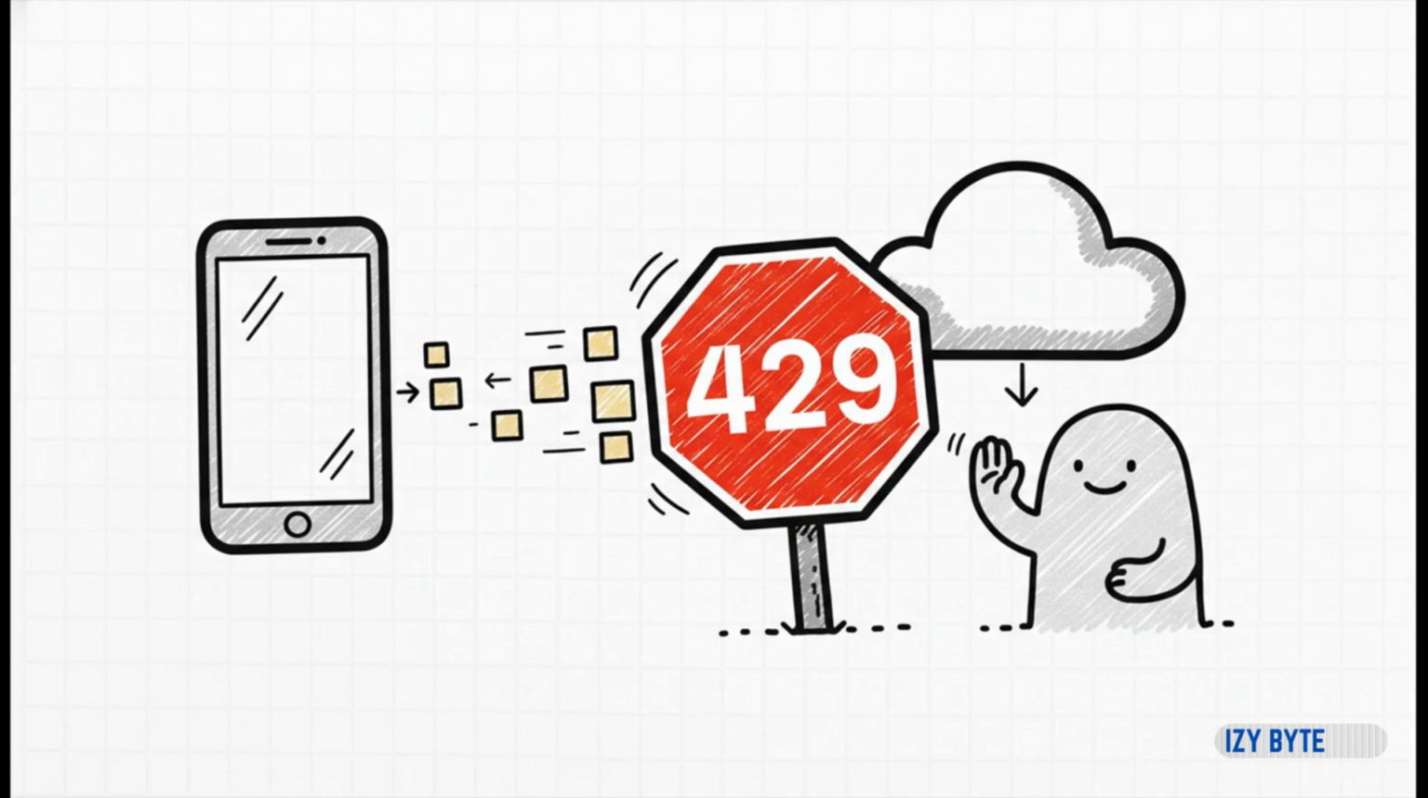And if your app ignores those headers and just keeps making requests, it gets a very clear message back, a 429 too many requests error. And this isn't a punishment, it's just communication. The API is literally telling your app, hey, you need to slow down for a little bit.